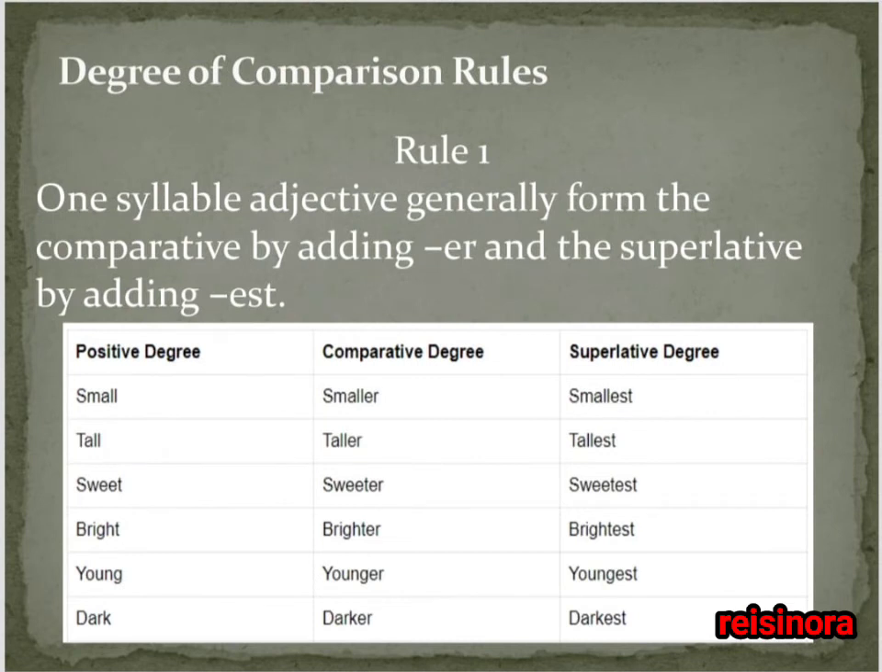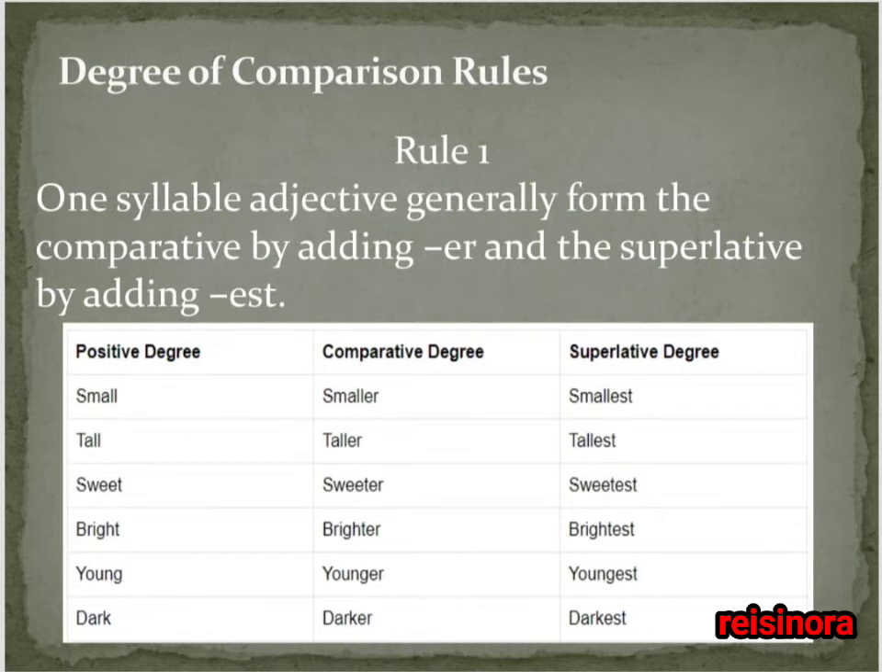Now we are gonna see degree of comparison rules. The first rule, rule 1: one syllable adjectives generally form the comparative by adding er and the superlative by adding est. Jadi seperti yang saya jelaskan sebelumnya, kalau dalam comparison ini, kalau seandainya suku katanya hanya satu, maka kata sifatnya itu ditambahkan er untuk komparatif dan est untuk superlatif.